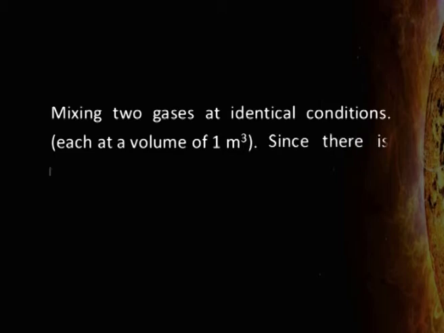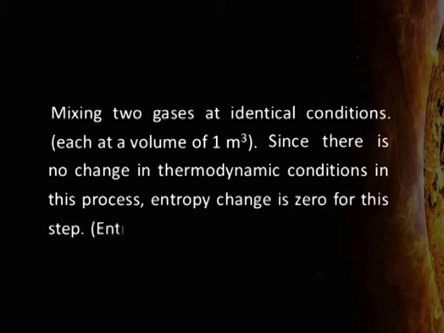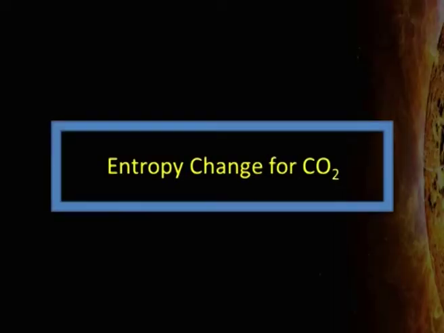Since there is no change in thermodynamic conditions in this process, entropy change is 0 for this step. This is so because entropy change is a state function. Now we will calculate the entropy change for both the individual gases and add them both to get the total entropy change for mixing of two gases. First, we will calculate the entropy change for carbon dioxide.